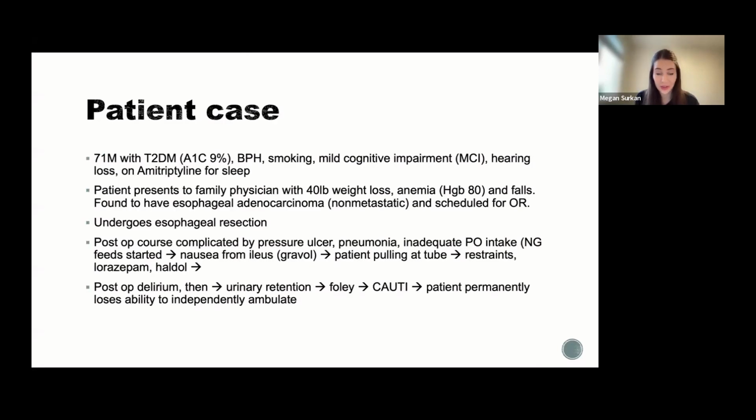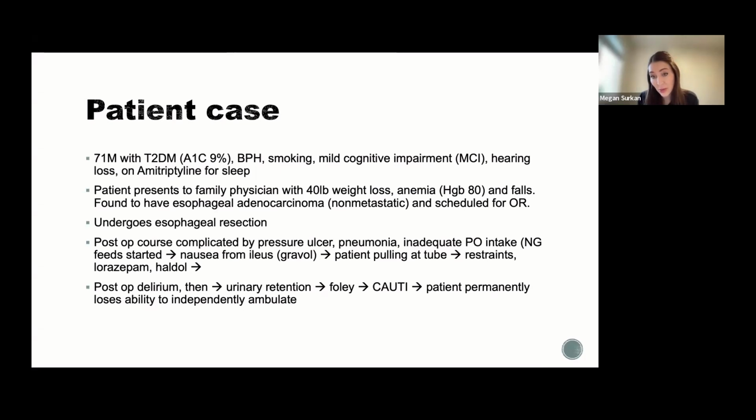So to start with, I thought it'd be good to start with a case. This is not an exact replica, but a very similar one that I've been consulted on post-operatively. This gentleman was a 71-year-old with type 2 diabetes, not the best control, BPH, daily smoker, diagnosed mild cognitive impairment, so short-term memory loss but not yet affecting function, hearing loss, and he was also taking some amitriptyline for sleep, mood, I wasn't really sure. He first presented to his family physician with 40 pounds of weight loss and a hemoglobin of 80. Unsurprisingly, he started falling, and was ultimately found to have esophageal adenocarcinoma that was localized.